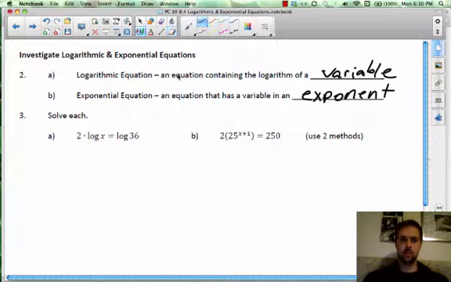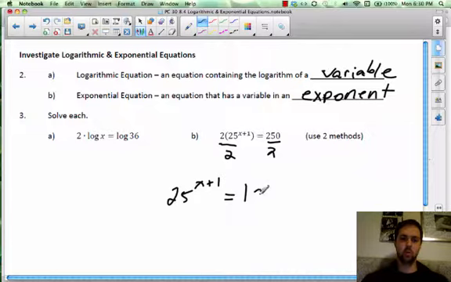Give myself some space here. 2 times 25 to the x plus 1 equals 250. Now this is going to probably involve a change of base here as well. So let's see what's going on. First thing I would do is divide the 2 off of both sides. So we get 25 to the x plus 1 equals 125.